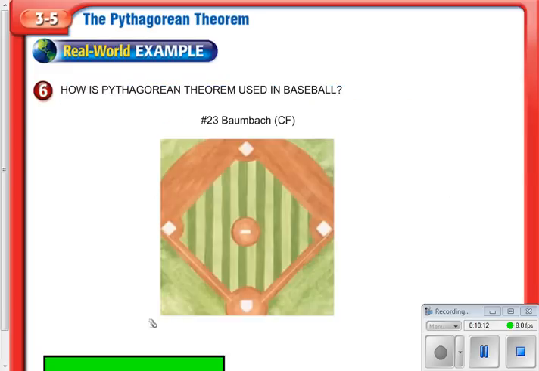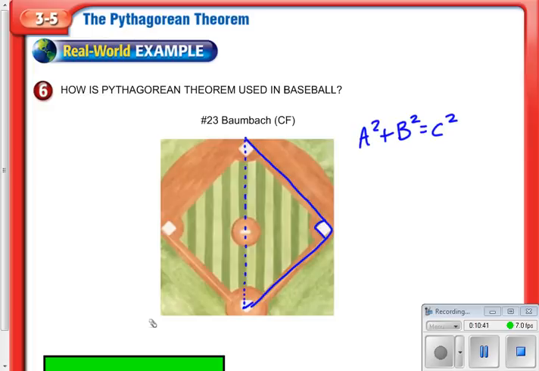Last example here, kind of a realistic example: how is the Pythagorean theorem used in baseball? So again, we could go ahead and figure out how it would be used in baseball. We have a squared plus b squared equals c squared. Well, here's your Pythagorean theorem. Look at here. Your base path creates that right angle right here. I want to figure out the distance from second to home.